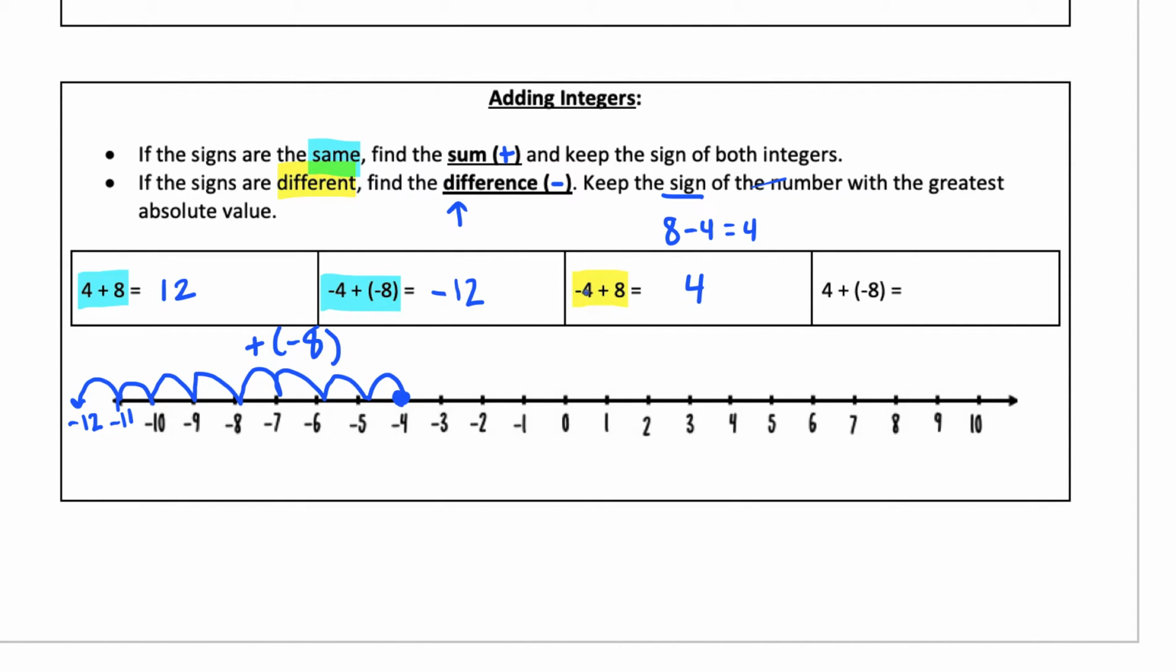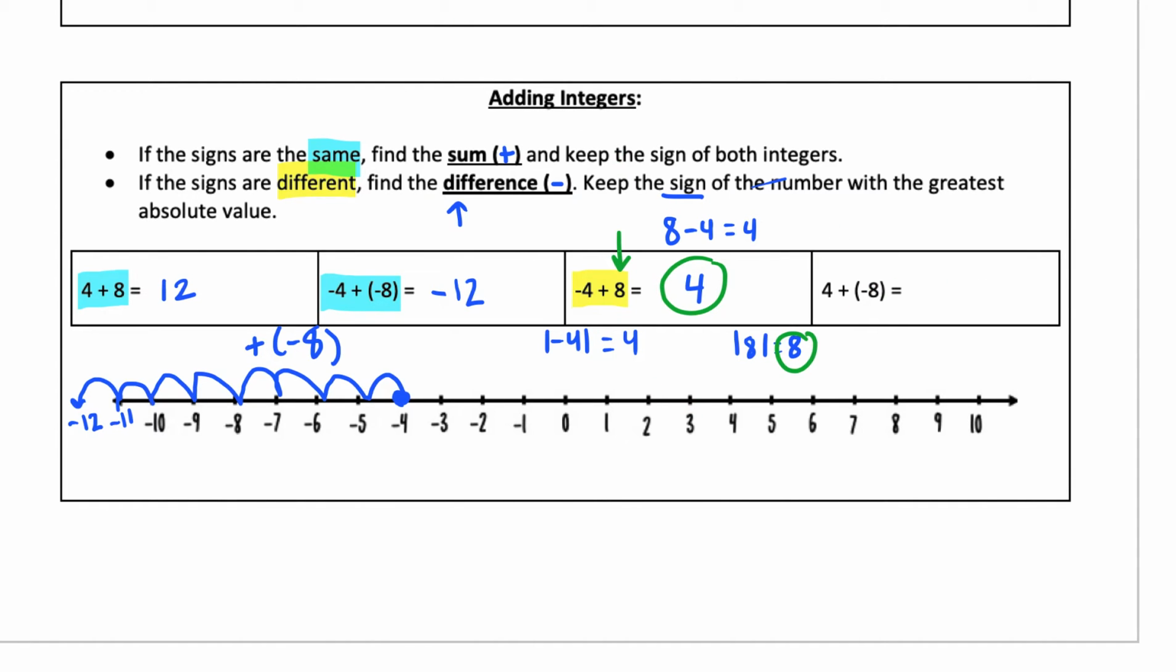So when I think about that, negative 4, well, the absolute value of negative 4 is 4. And the absolute value of 8 is 8. Which absolute value is bigger? 8 is a bigger number, so that means that we are taking the sign from the 8. The 8 was positive, therefore my final answer is just going to be positive 4.